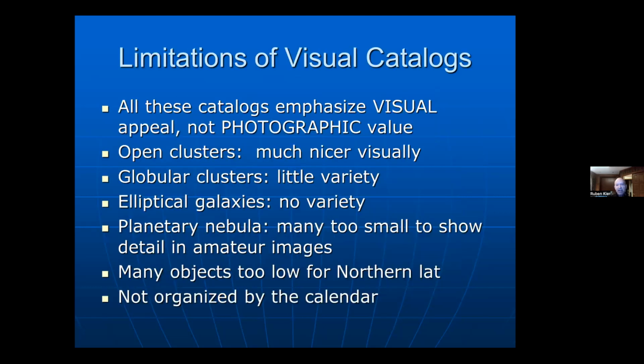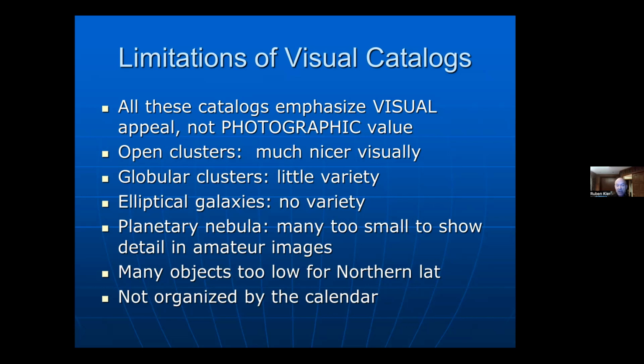So these are the limitations of visual catalogs, which I think you probably know. These are visual, not photographic value. Open clusters we know are much nicer visually than they are photographically. They can really pop to your eye in the telescope, but not necessarily to the camera. Globular clusters are interesting, but they don't have a lot of variety.